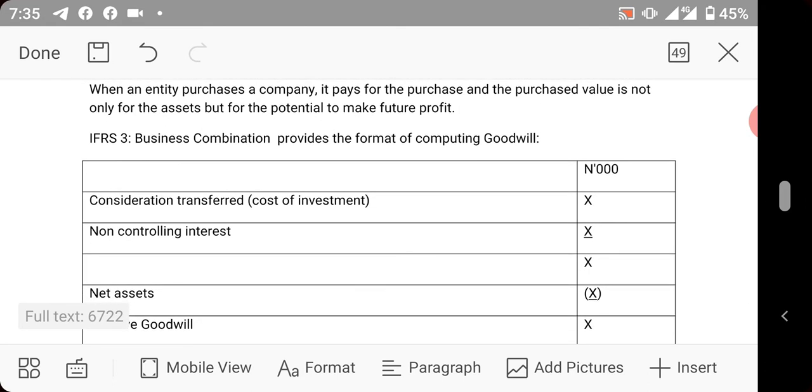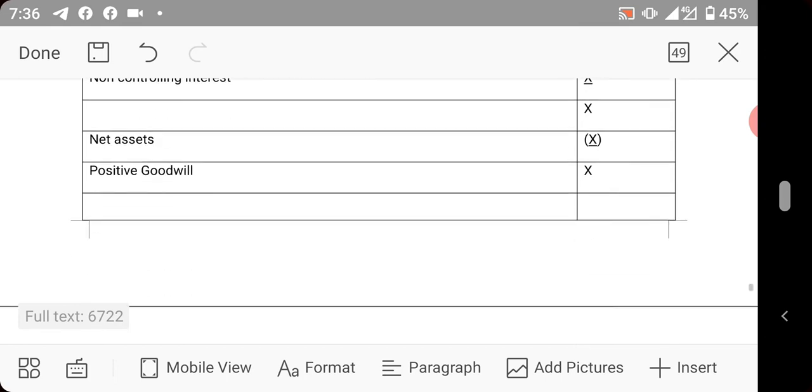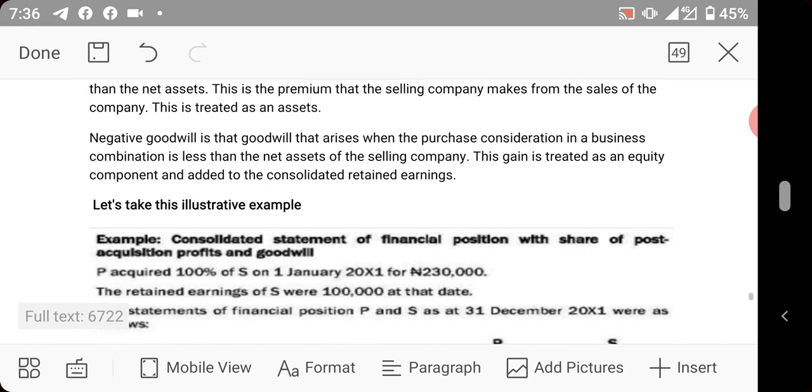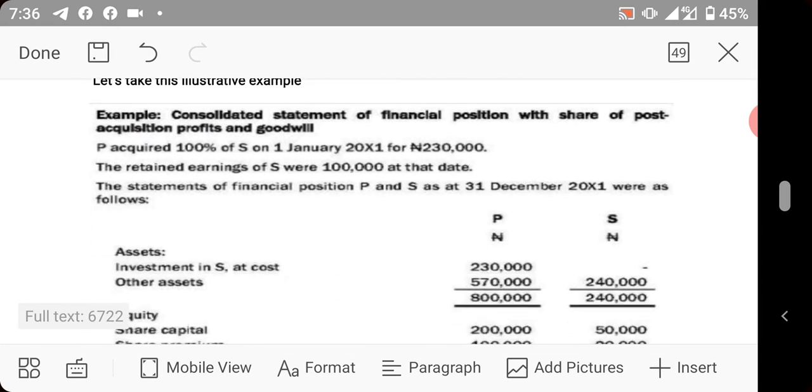The format is consideration transferred, which is cost of investment, plus non-controlling interest. It will give you this value. Then you now less your net assets. You now have positive goodwill. So this is the format of computing your goodwill, and you must have this format at the back of your mind. So we will take a question to look at this. We have two types of goodwill anyway. You read that up. So we now take this question.